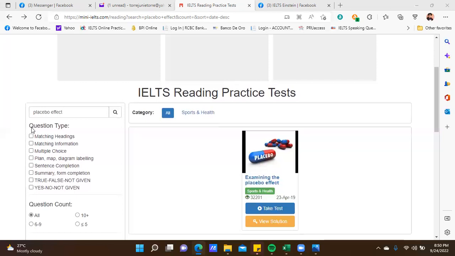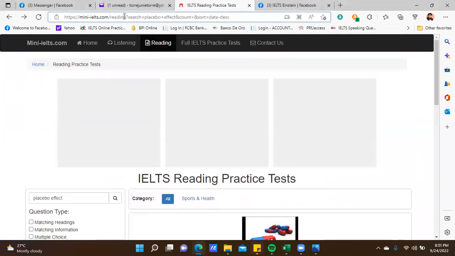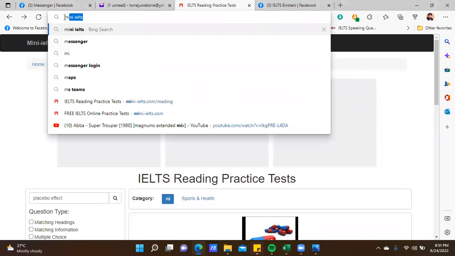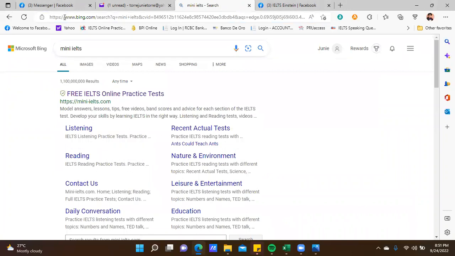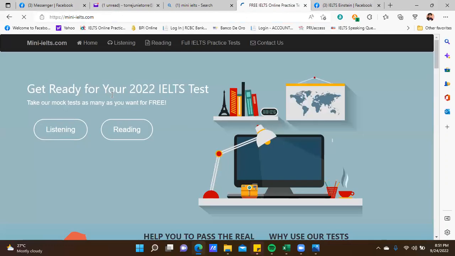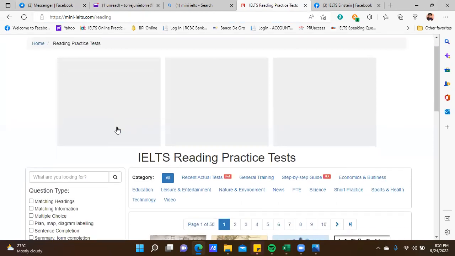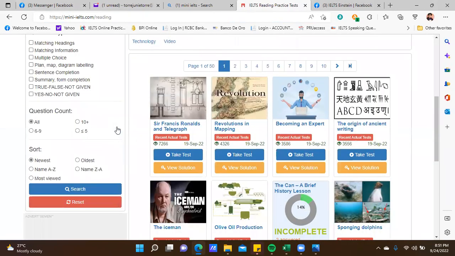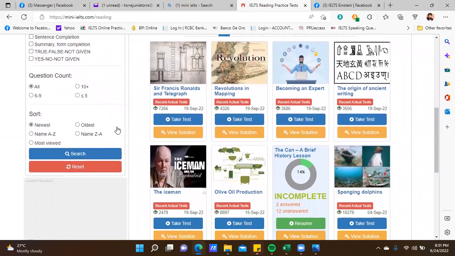Sorry po. This is Mini-IELTS. You just type in the search box, Mini-IELTS. There's no need to register. Mini-IELTS.com. Okay, pasok ka lang and then do the test. It's really very convenient. Sige po, sir. Okay, I clicked on readings. But, Cristel, what we're doing is only one reading passage at a time.